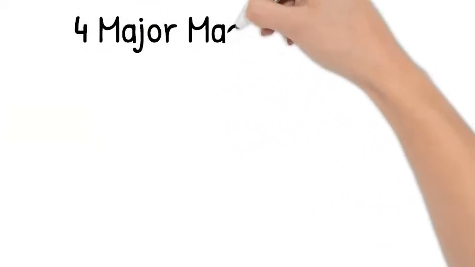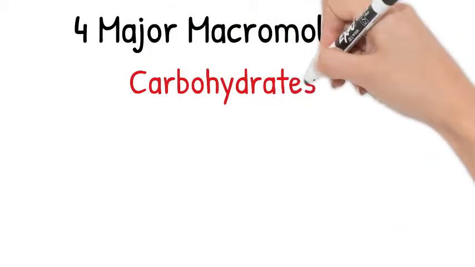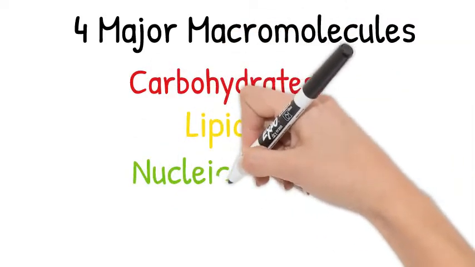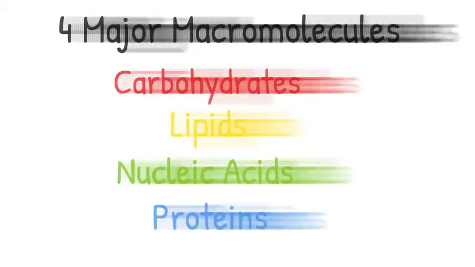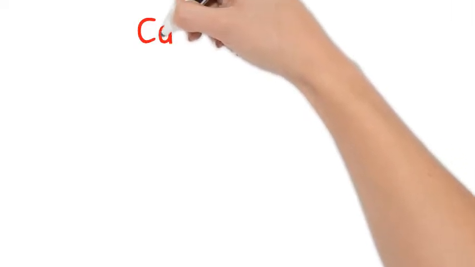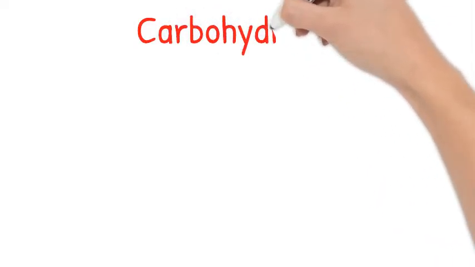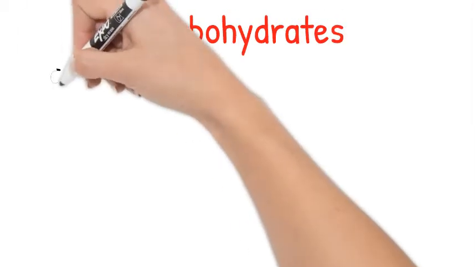Today we're going to review over the four major macromolecules, which are going to be categorized as carbohydrates, lipids, nucleic acids, and finally, proteins. For each of the four macromolecules, there are four categories we're looking at. With the carbohydrates, we are going to be looking at the elements, monomer, polymer, and the function.